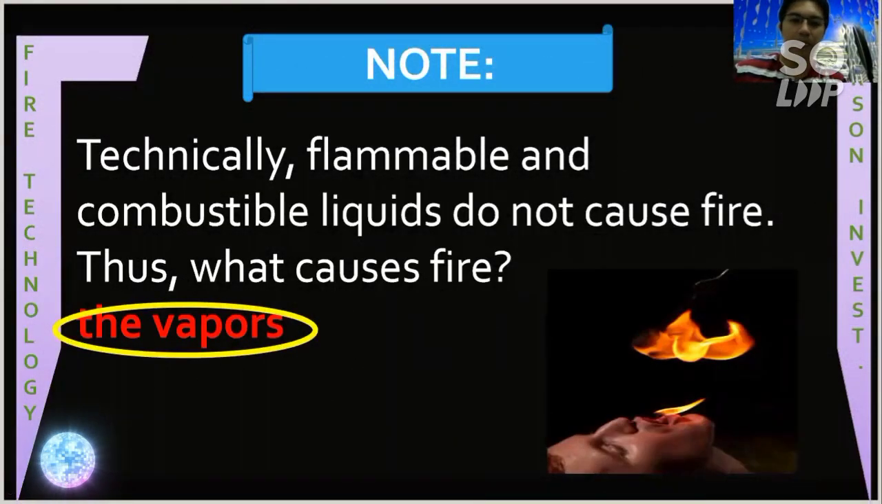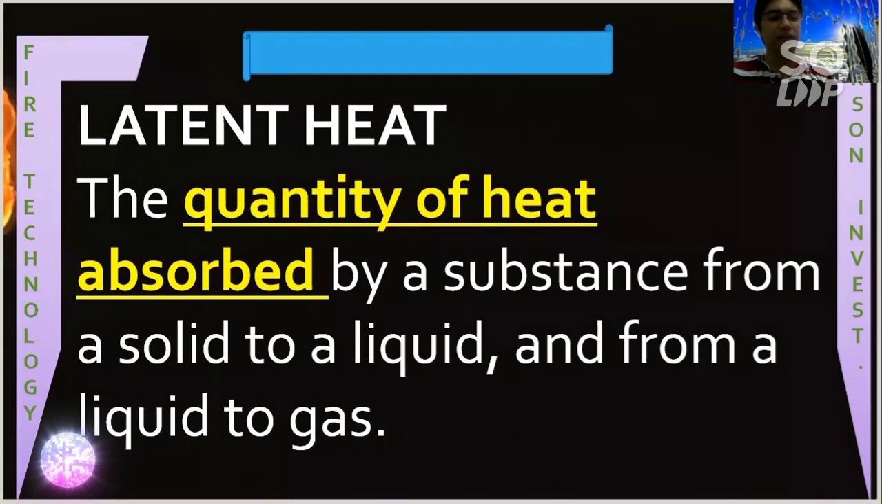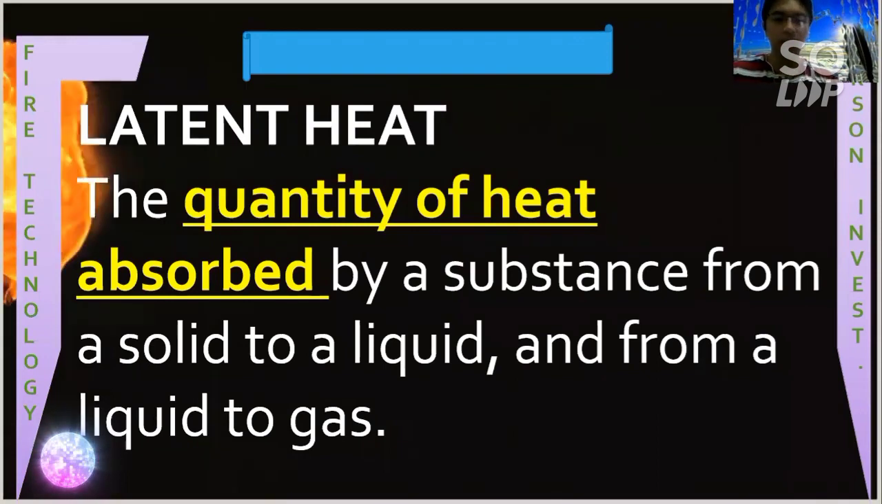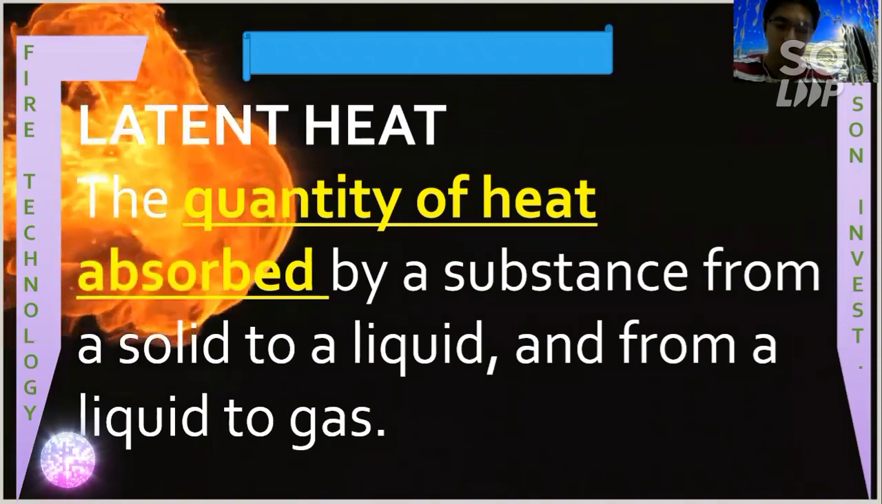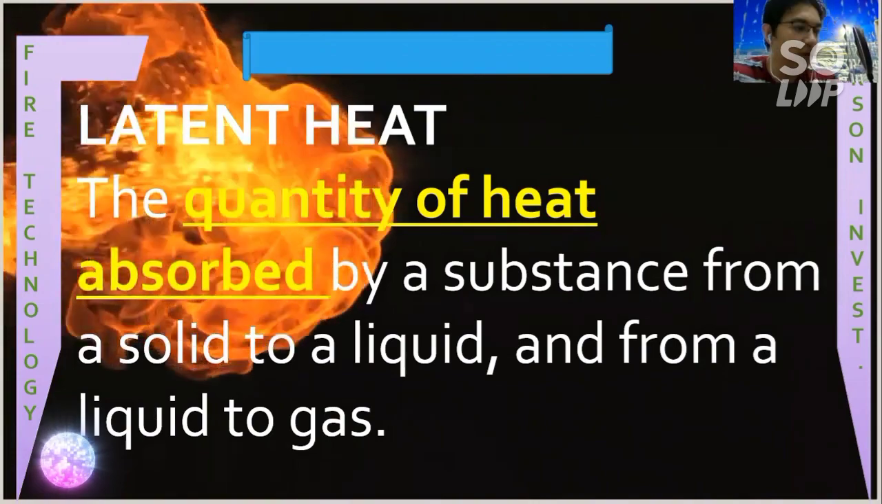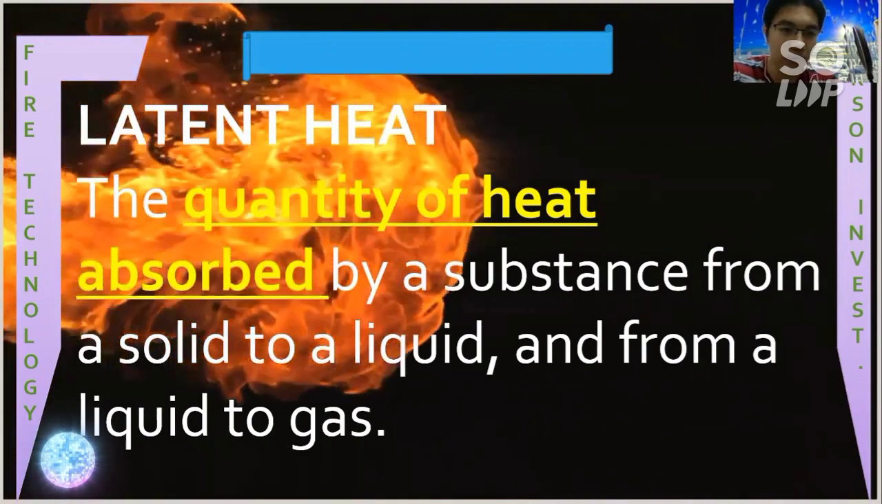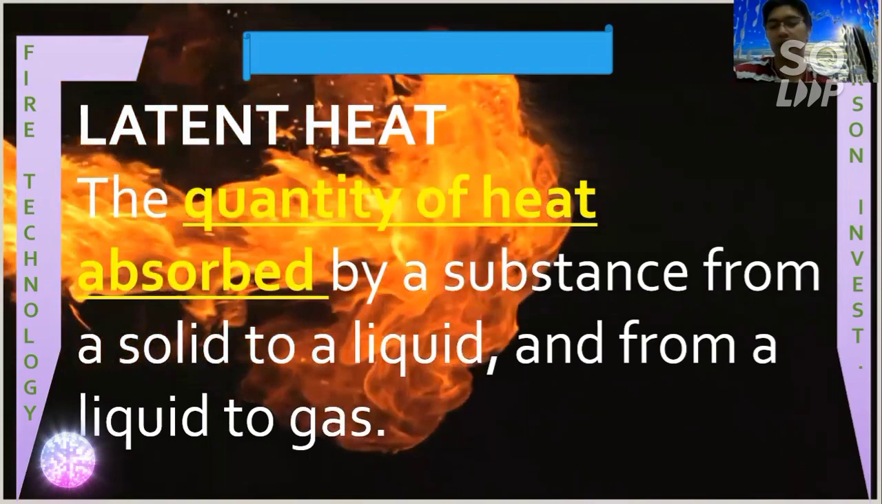And the vapors. So what is latent heat? The quantity of heat absorbed by a substance from a solid to liquid and from liquid to gas. Conversely, heat is released during conversion of gas to liquid or liquid to solid. So it happens when there is a transition of its physical state. Like for example, when solid is exposed to heat, it becomes liquid. And when the liquid is exposed to more heat, it releases a vapor.